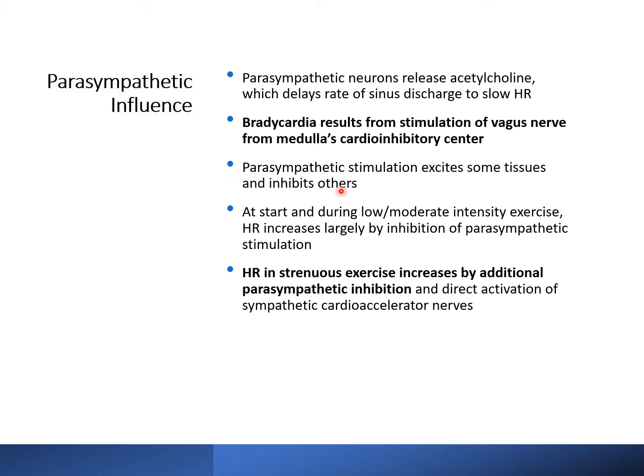Parasympathetic stimulation excites some of the tissue and inhibits others. At the start of low to moderate intensity exercise, heart rate increases largely because we're not getting that drive from the parasympathetic system anymore. So when we start to exercise, it's not one or the other. We kind of have a combination of both, of sympathetic and parasympathetic. So when we start to exercise, it's mostly due to the parasympathetic kind of just shutting off a little bit at a time. And then the heart rate in strenuous exercise is increased by additional parasympathetic inhibition.